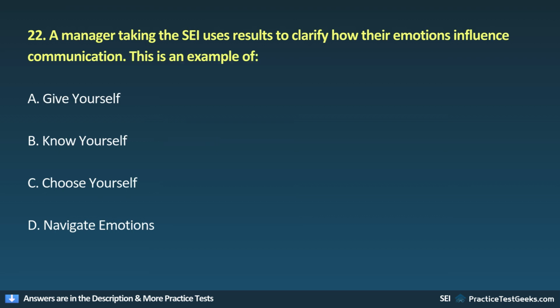22. A manager taking the SEI uses results to clarify how their emotions influence communication. This is an example of A. Give yourself. B. Know yourself. C. Choose yourself. D. Navigate emotions.